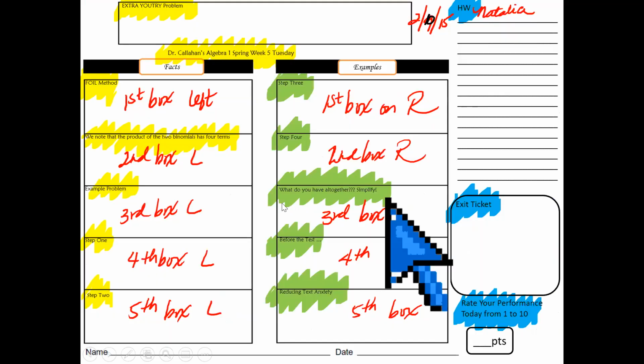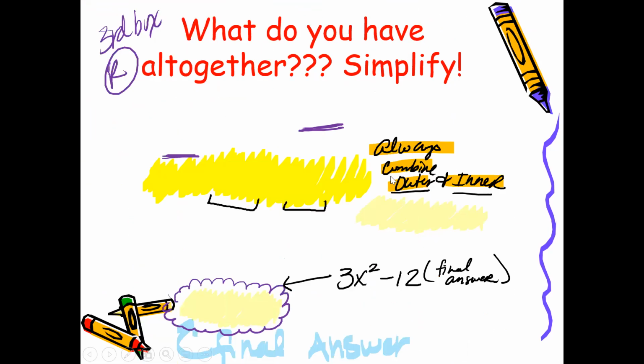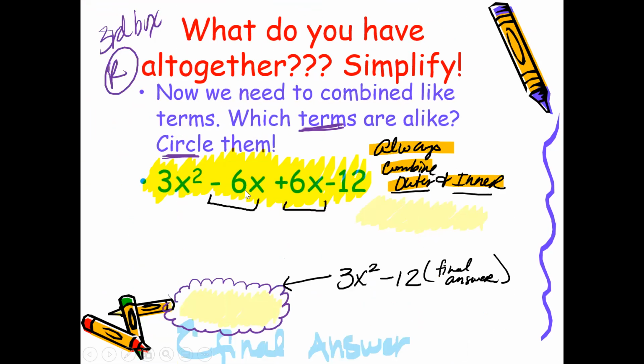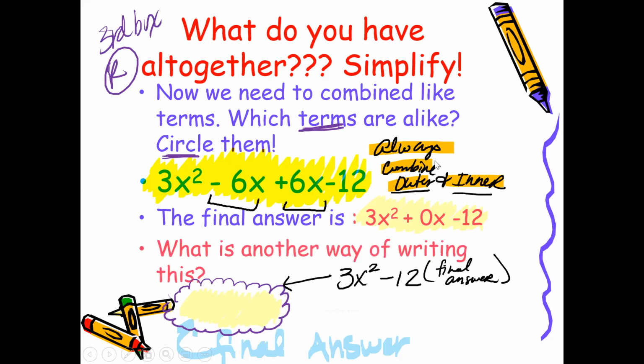Now going to the next box. What do you have all together? Let's combine the outer and the inner. So looking at the outer and the inner, you see you have a positive 6x and a negative 6x. You can cancel that. So your final answer is just going to be 3x squared minus 12. You don't need to put down the 0x.